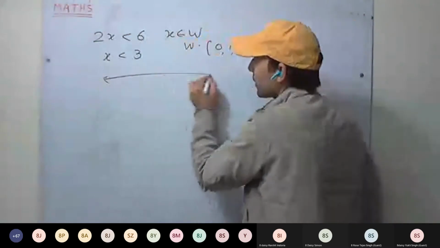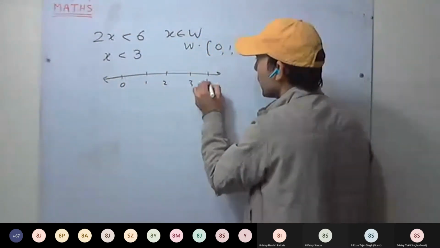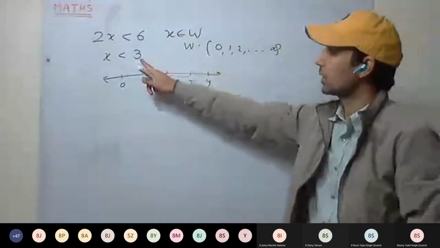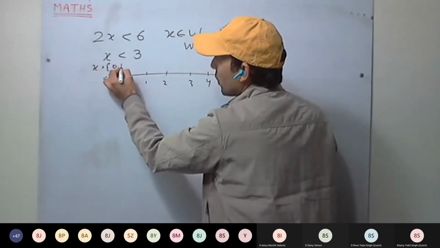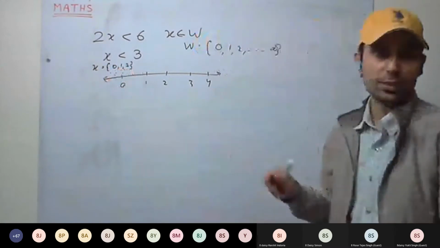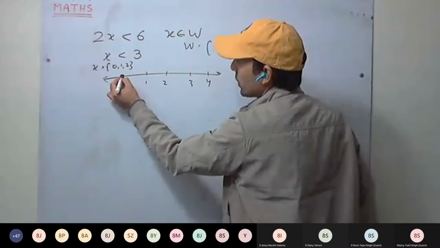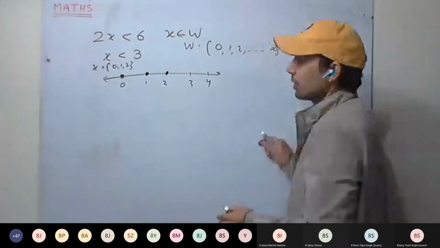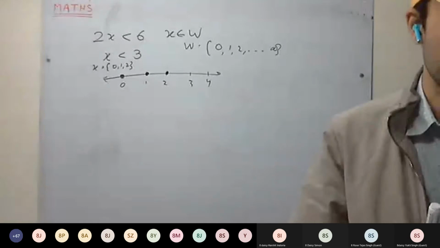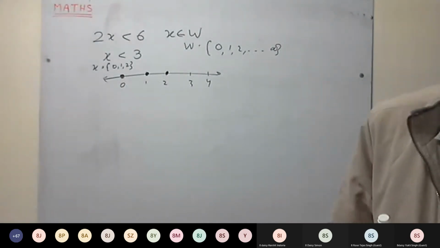On the number line: 0, 1, 2, 3, 4. What all numbers will be included? x will have the set 0, 1, 2. This will be the answer. And since it is whole numbers, only one circle, fill the circle. This will be the answer. Understood this one? Okay, do the next one, the fourth one.